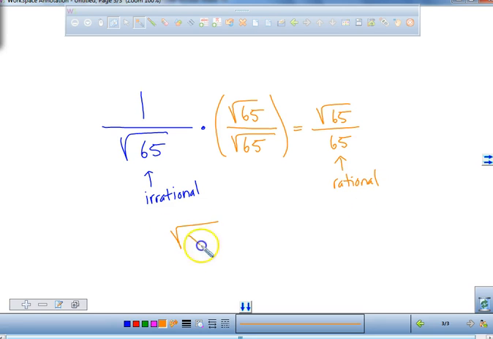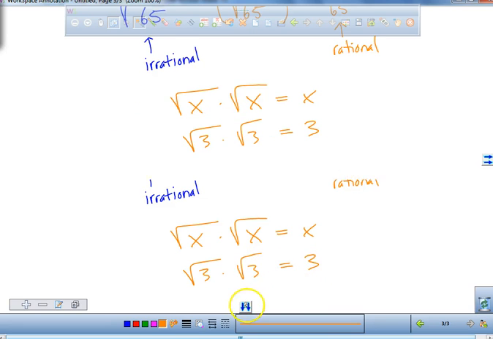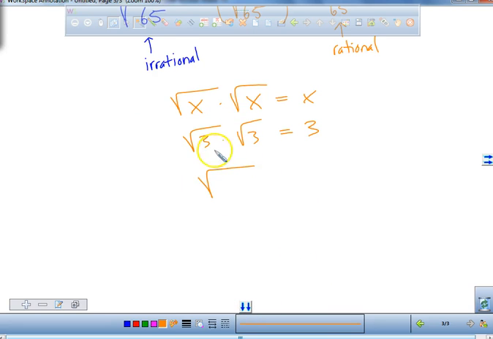Just remember, the square root of x times the square root of x is just x. If I said what's the square root of 3 times the square root of 3, that's just a 3. Now why is that the case? Because what's the square root of 3 times the square root of 3? That's the square root of 9, because 3 times 3 is 9. But what's the square root of 9? 3. So it's just a fast way of doing it.